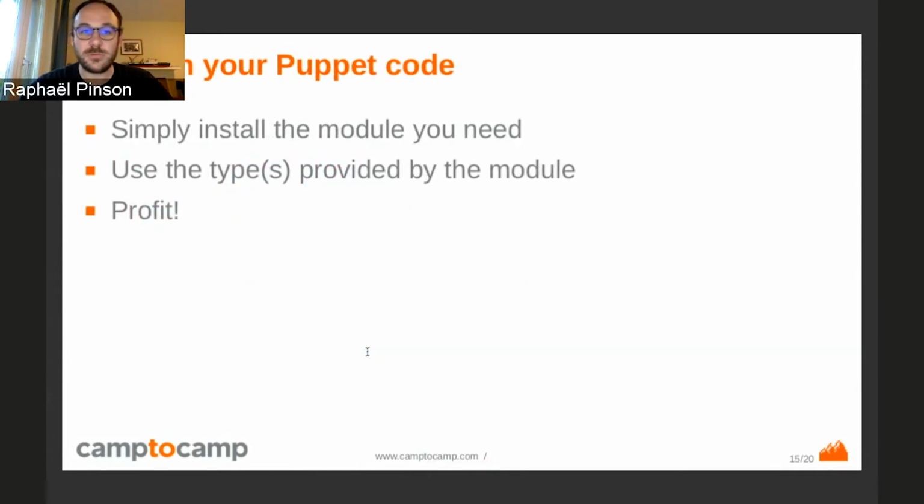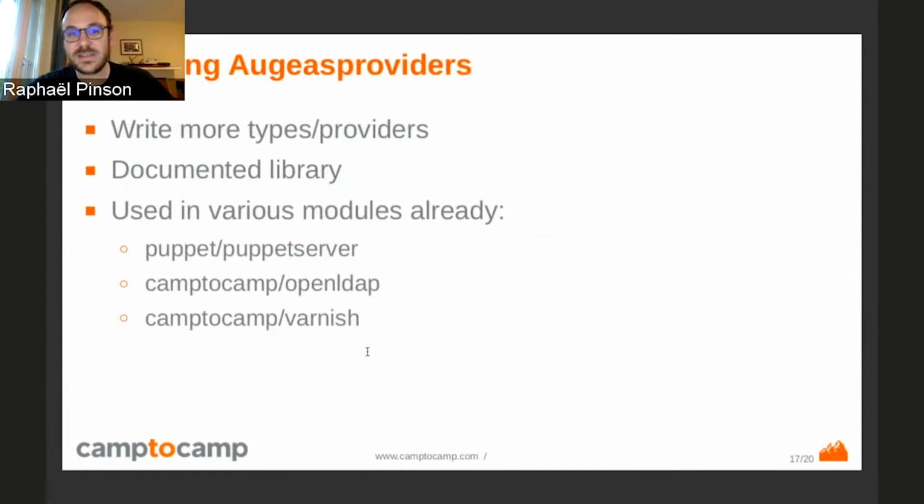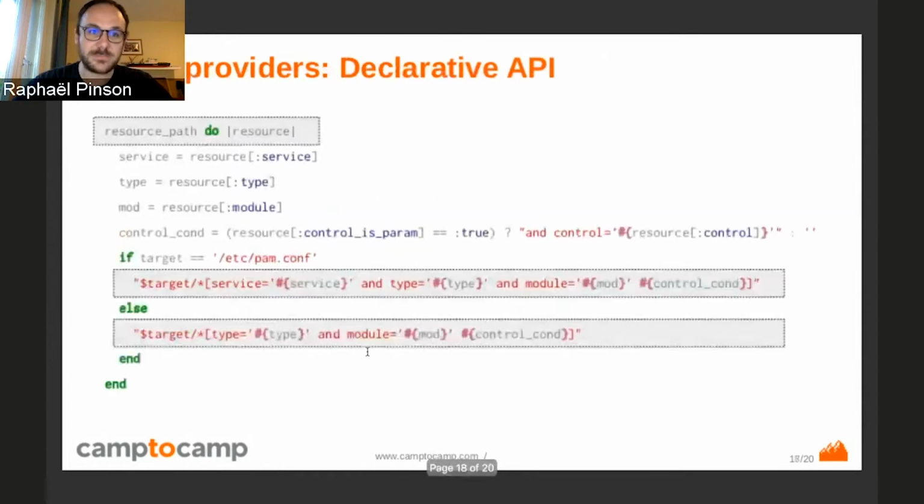You can use it in your Puppet code, just install the modules like augeasproviders_ssh, or augeasproviders_nagios, for example, and then use the types directly as native Ruby Puppet types. You can also purge them. Most of them are purgeable. So if you use crayfishx/purge, you can easily manage your sshd_config file entirely by managing only the entries you're interested in and purging everything else. You can extend it. The library is extensible, and you can make your own types based on it.